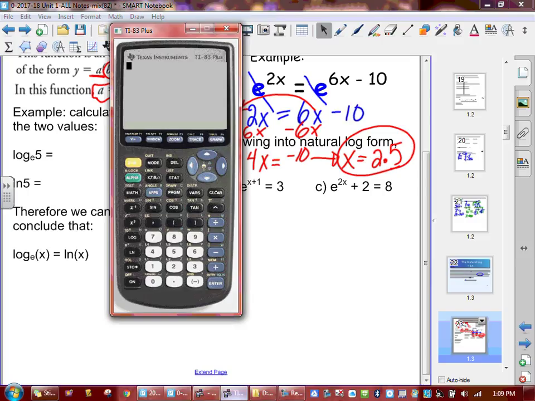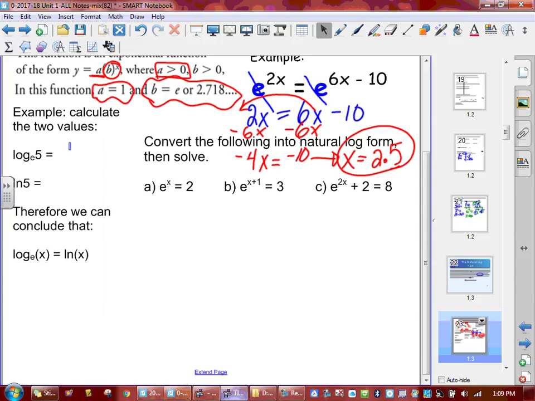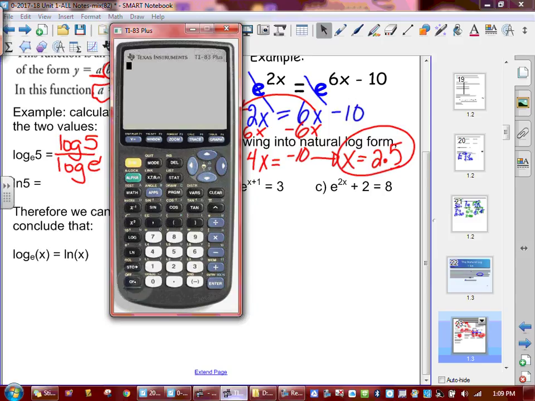Since I've got the calculator that will not do log base, I don't have that button, I have to type it in a different way. I need to type in log of my big number. So I'm going to go log 5 divided by log of E exponent 1. You always have to put that exponent in there, and if you don't see one, it's always a 1. So I need to type this in exactly as I see it.